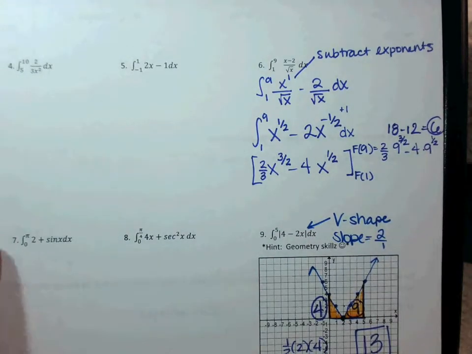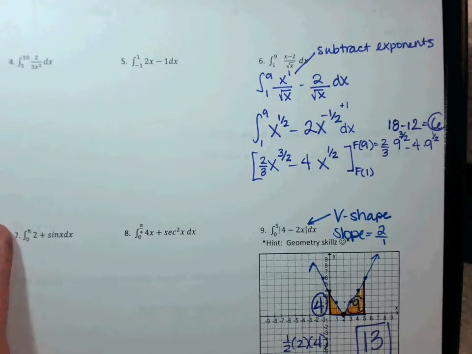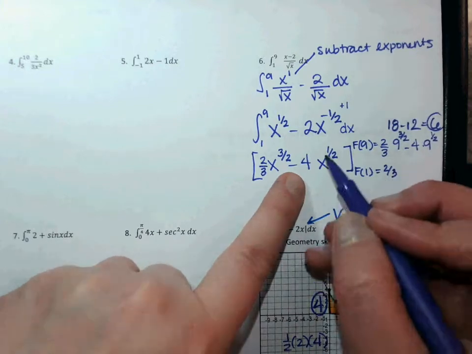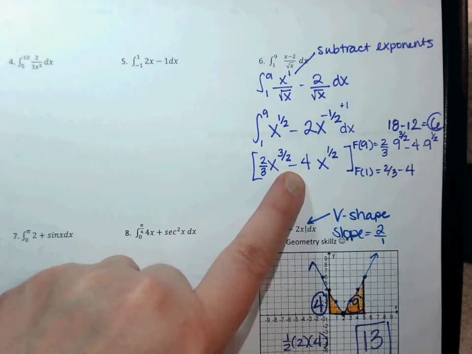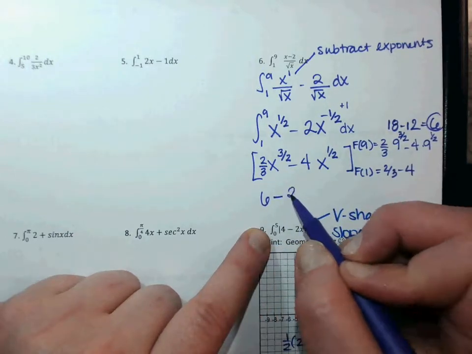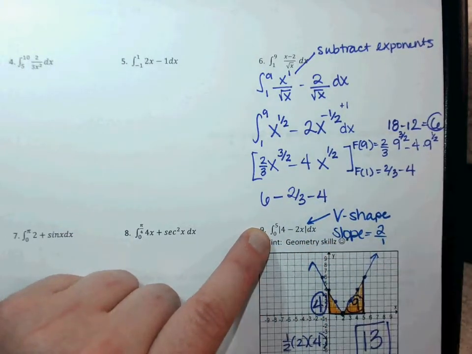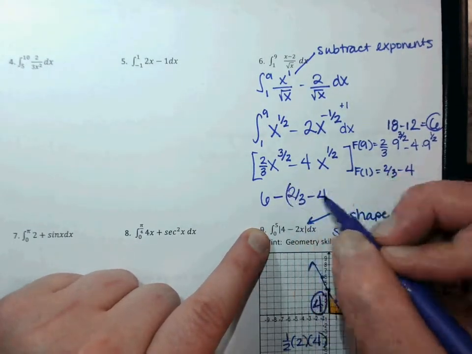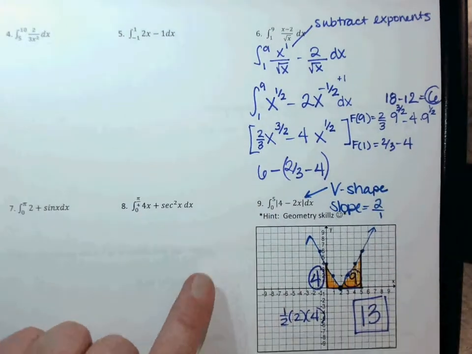6 for my top number. Now, your bottom number is going to come out easy because you're just plugging in 1. So 1 to any power, that's just going to be a 2/3. 1 to any power, that's just going to be a minus 4. So then from there, you'd have 6 minus 2/3 minus 4. Is that right? Parentheses. Okay, you have two choices. You can put parentheses or you can make that a plus 4. I'm going to just do parentheses. Okay, and then that would be good enough.